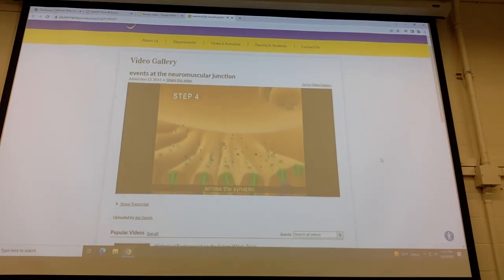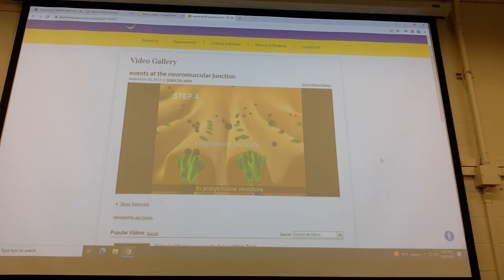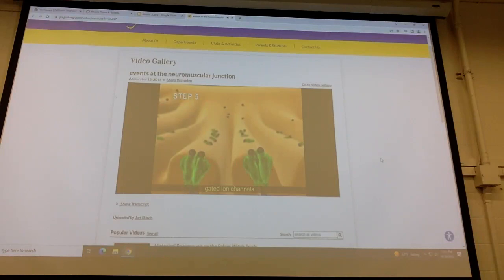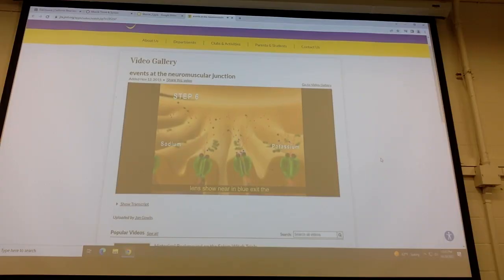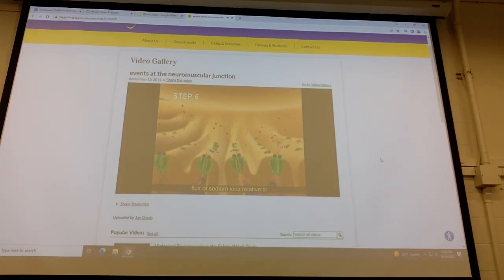Step 4. Acetylcholine diffuses across the synaptic cleft and binds to acetylcholine receptors, which contain ligand-gated cation channels. Step 5. These ligand-gated cation channels open. Step 6. Sodium ions, shown here in red, enter the muscle fiber, and potassium ions, shown here in blue, exit the muscle fiber. The greater inward flux of sodium ions relative to the outward flux of potassium ions causes the membrane potential to become less negative.